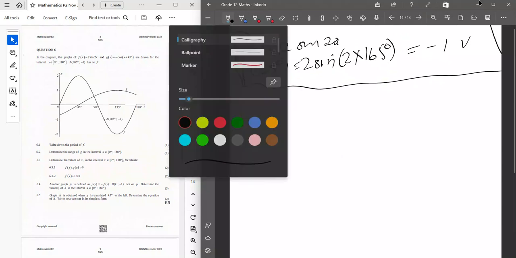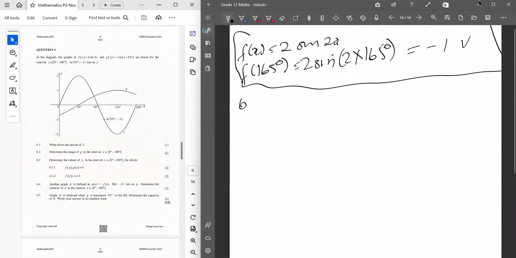All right, moving on. 6.4. It says, let's see now. Another graph P is defined as this. What is this? P of x is equal to negative f of x. All right? And then D with coordinates k and -1 lies on P. Determine the value of k.